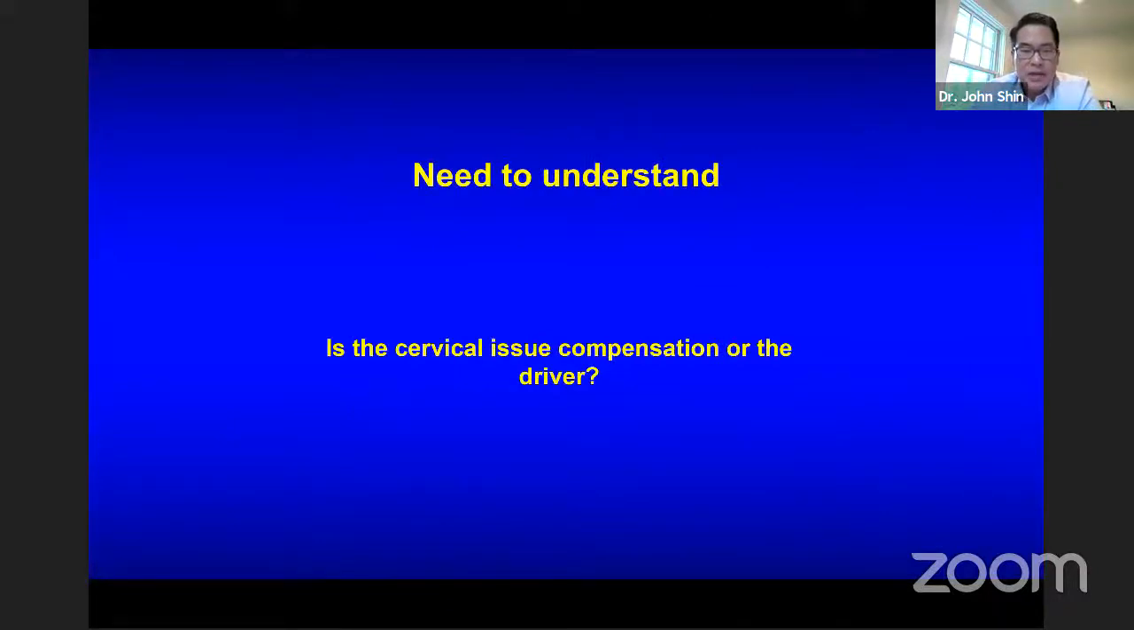So overall, we need to understand, is the cervical issue compensation or is it the driver, right? The patient may come to you and we need to figure out, do you operate on the cervical? Is it a lumbar issue? Which one do you do first? Which one is really the problem? Is the cervical spine really the main issue biomechanically and alignment-wise, or is it really compensating for maybe a low lumbar issue? Maybe the patient has a flat back deformity and they're sort of hyperextending their spine, compensating for that.